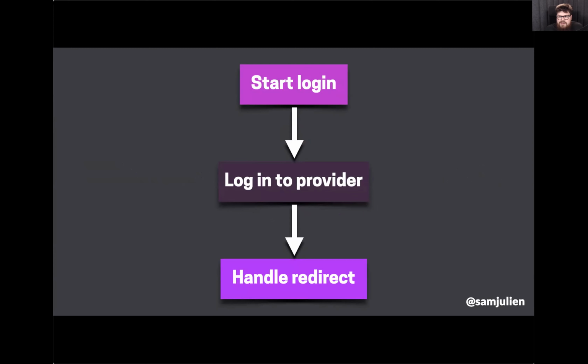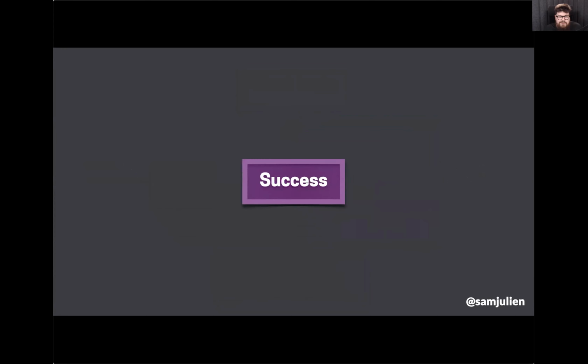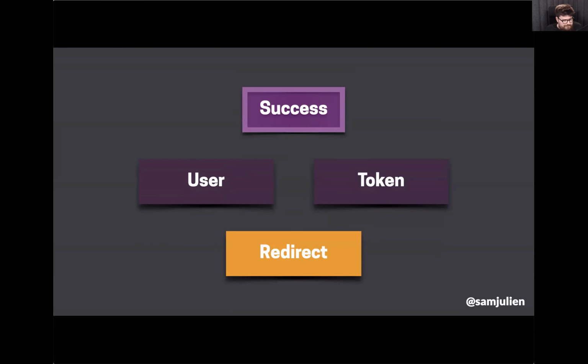So if we look at this again, we start the login flow where we maybe click a button or load the application. We get sent over to a provider. And then when the user logs in, we get sent back to our application. And then the application has to process that redirect. We either get a success or an error. And inside of the success is where we'll have our user and our token that we need to store in our application. And then we might also get that redirect URL.